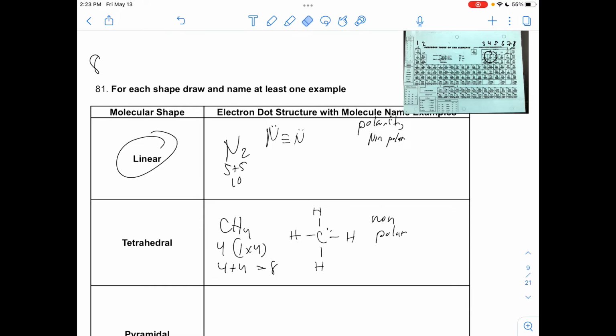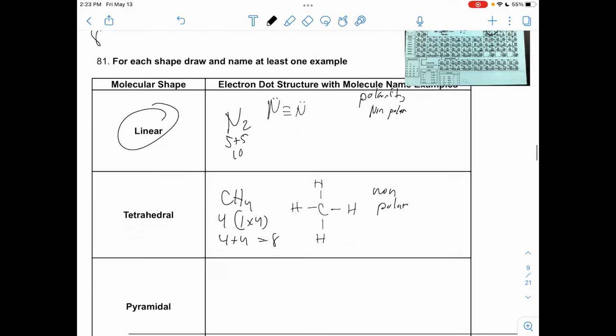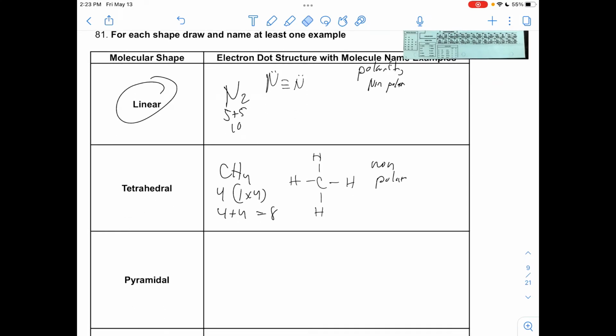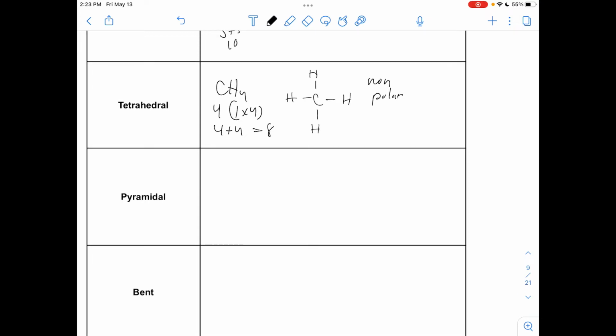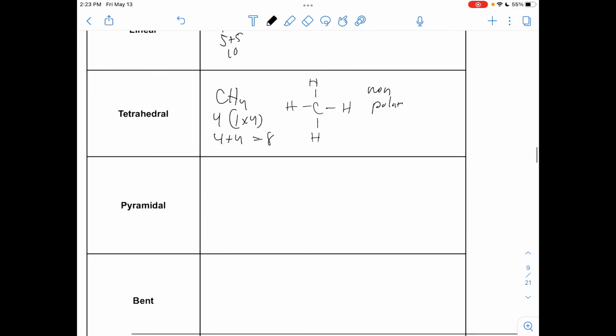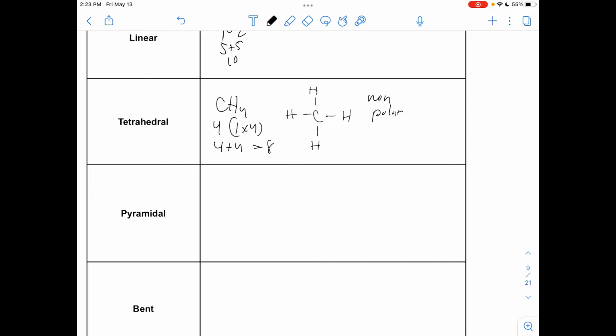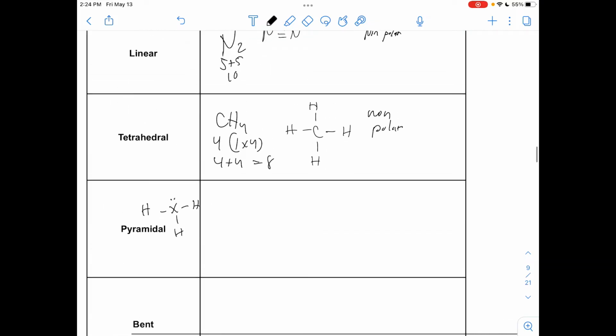Another way to tell if it's polar is if it has a lone pair on the center, which this one doesn't, so it's still nonpolar. Okay, pyramidal. Trigonal pyramidal is if I have something that's bonded to 3 things with a lone pair. A good example of this would be NH3.